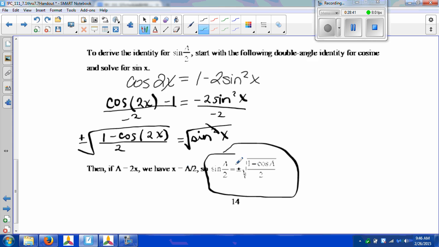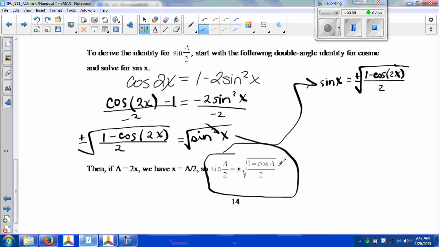Alright, now let's talk about why mine looks different. Now mine looks like this. It's actually the sine of x equals plus or minus the square root of 1 minus cosine 2x over 2. That looks different than this one here where I have an a and then an a over 2. Well, if a is 2x, then a over 2 is just x.